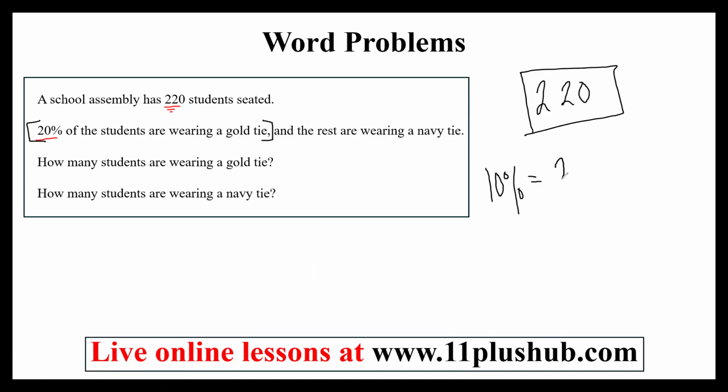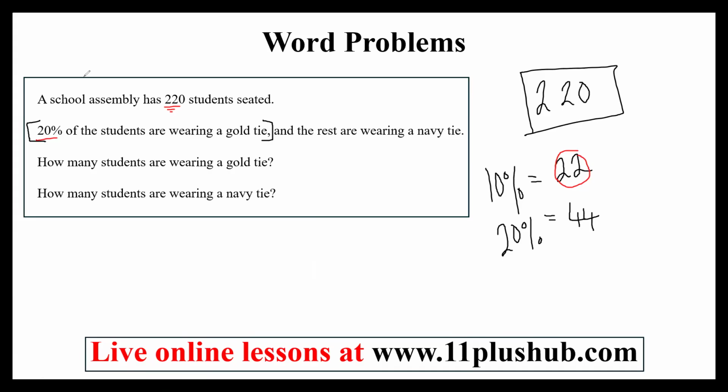So 10% must be 22, but we're not looking for 10%. The question asks us to find 20%, okay? So what is 20%? Well, 20% is double 10%, just like 20 is double 10. So all I need to do is double this value here, double the 22, and that's going to give me 44. So I know that 20% is equal to 44.